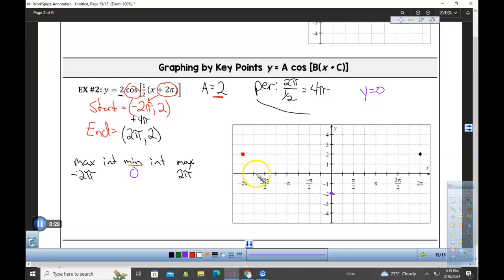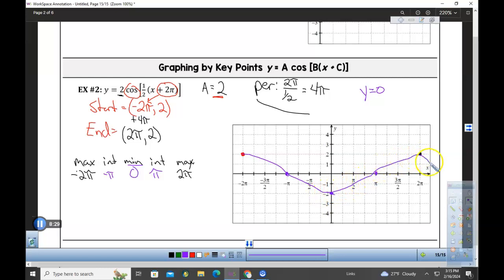Now, how do I find my intercept? What's halfway in between negative 2 pi and 0? Negative pi. And what's halfway between 0 and 2 pi? Pi. So I'm just keep cutting stuff in half, like my salary. I'm just kidding.